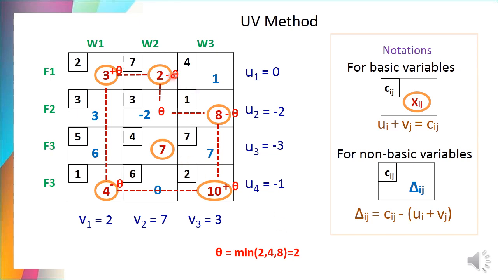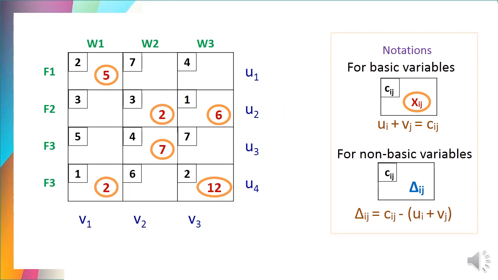So let us subtract 2 from this cell, add theta to this cell, subtract from this cell, add to 10, subtract 2 from 4, add to 3, and rewrite and get the next solution. The next solution is this one, 5, 2, 6, 7, 12, 2. We need to repeat the process now, the second iteration.